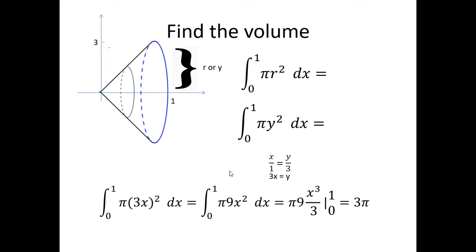Okay? So we're revolving circles around the x-axis in this case. But my radius turns out to be y, but y has to be written in terms of x because we've got a dx. We're going to stack these circles from 0 to 1 to be able to go through and do that.